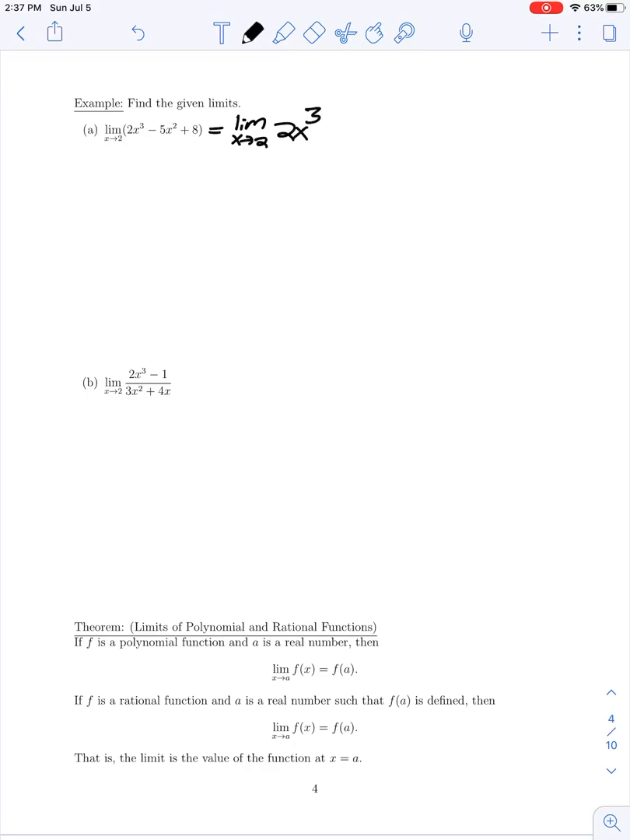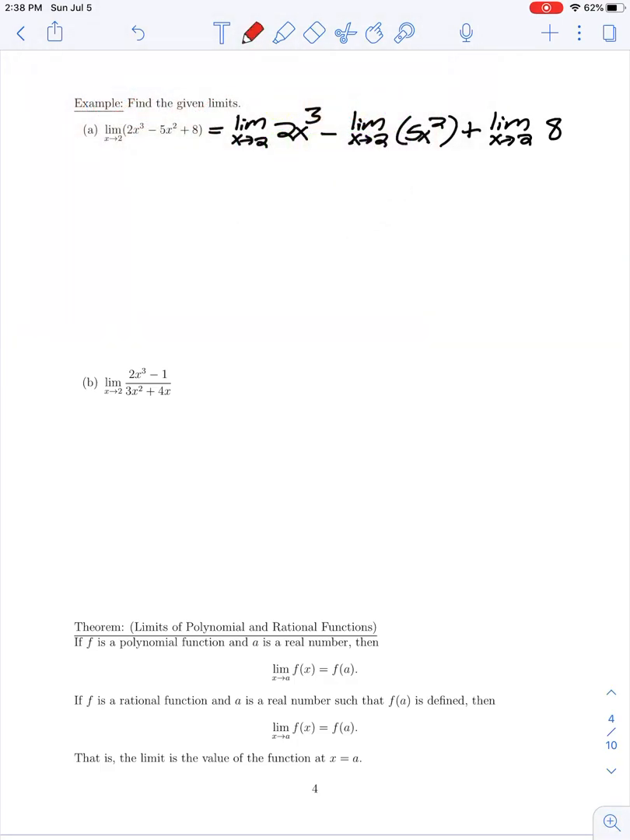2 times x cubed, minus the limit as x approaches 2 of 5x squared, plus the limit as x approaches 2 of the constant 8. So I'm making use of the sum and difference property there to take my limit term by term.